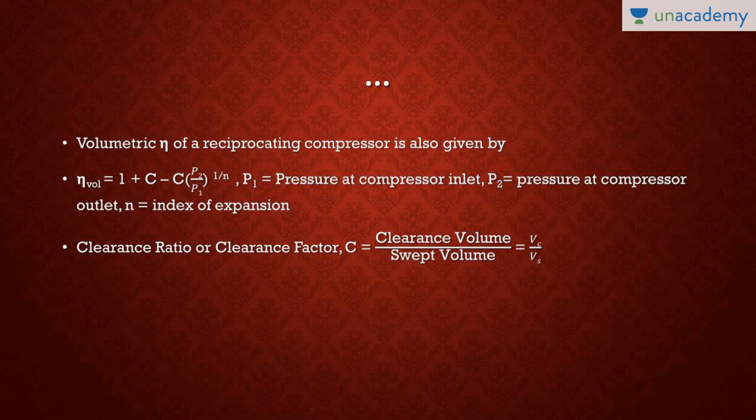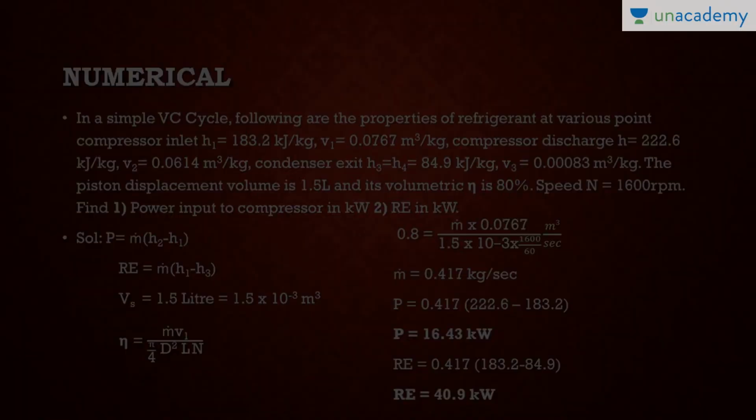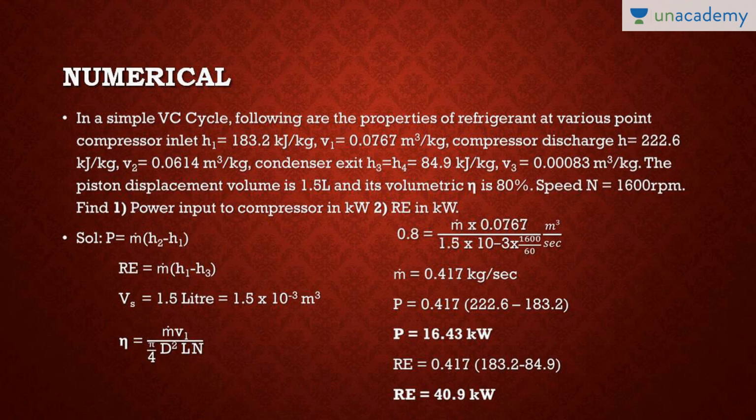So the volumetric efficiency of a reciprocating compressor is 1 plus c minus c (P2 by P1) raised to power 1 by n. I'll be deriving this formula as well in the power plant subject. Just keep in mind this formula, and there is one more formula which I have already told you, which is m dot v1 upon pi by 4 d square L into n. So here is the numerical related to this volumetric efficiency of compressor.